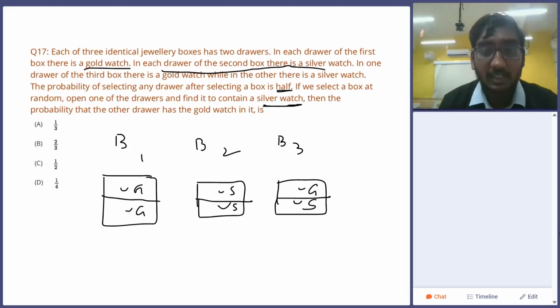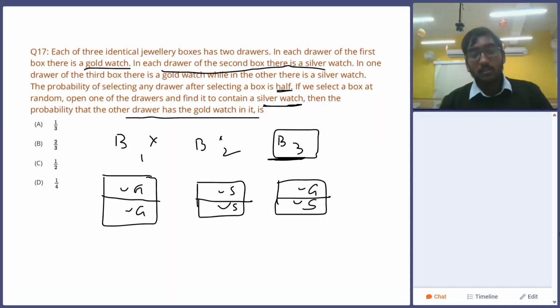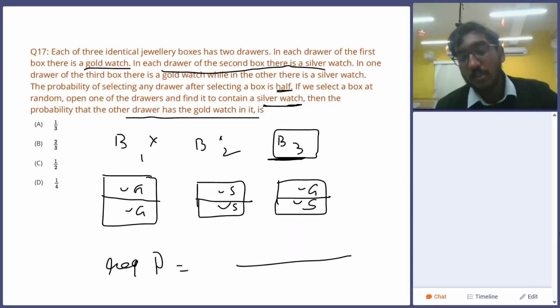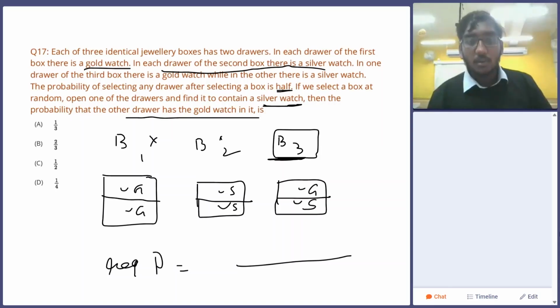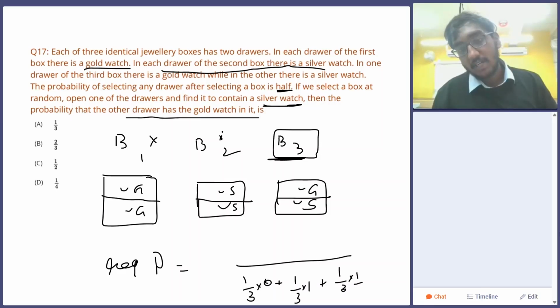That is the question. Basically what they are asking is that the other drawer has gold, given one has silver, which means it is not possible from B1 or B2. What they are asking is basically the gold from this box B3. Okay, so what about the numerator? First I will determine what is the denominator in this probability. Required probability, we'll call it P. So what will be the denominator? It is for the given data, right? What is the probability of a silver box? It can be from the first: 1 by 3, since all these 3 boxes are equally likely, 1 by 3 times, and what is the probability of silver? That is 0. And the second box is what? 1 by 3 times, both are silver, 1, plus 1 by 3 times half, right? This is the denominator.